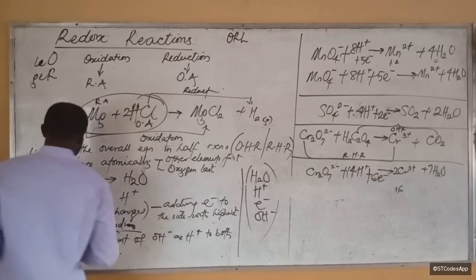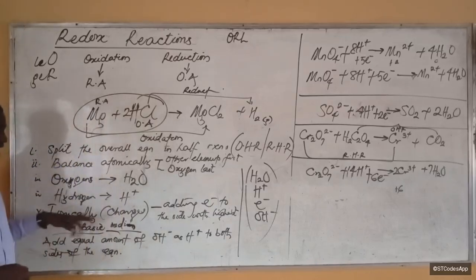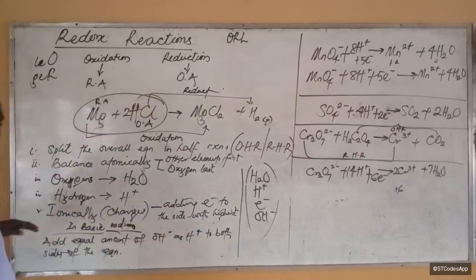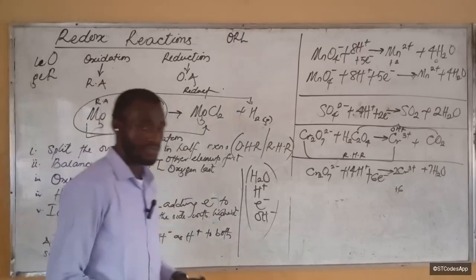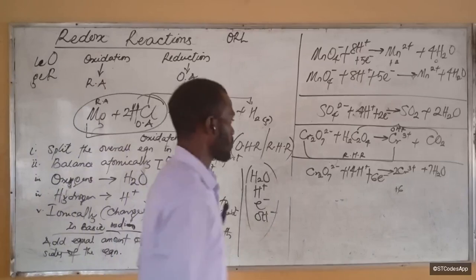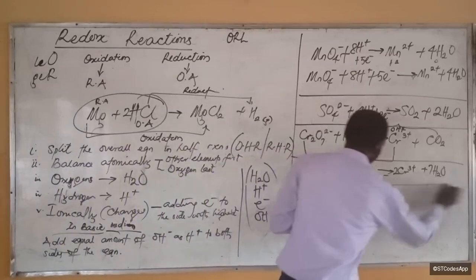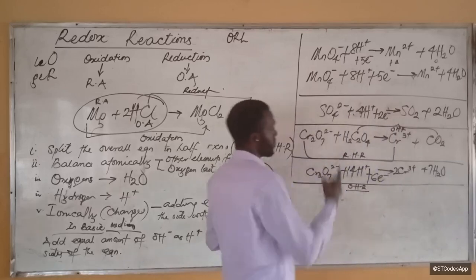Now, there was something I was supposed to tell you here before. Our rule is not complete yet. We have to add something more. I will show you what we should add. So this is our balanced reduction reaction. Let's go to balancing the oxidation reaction.